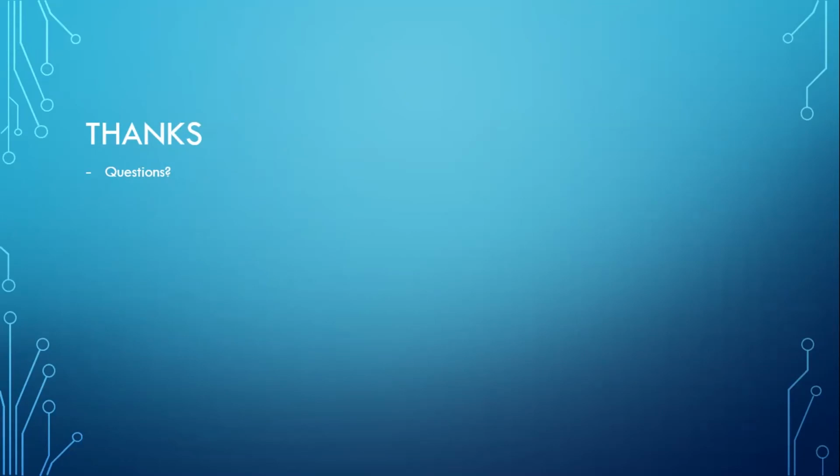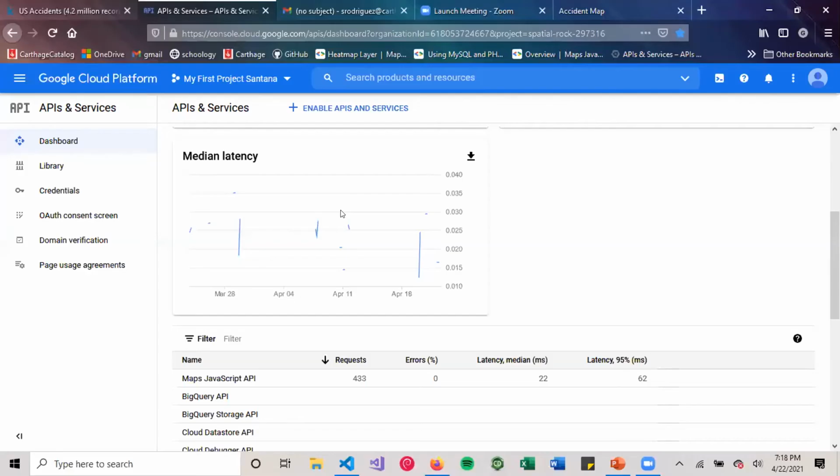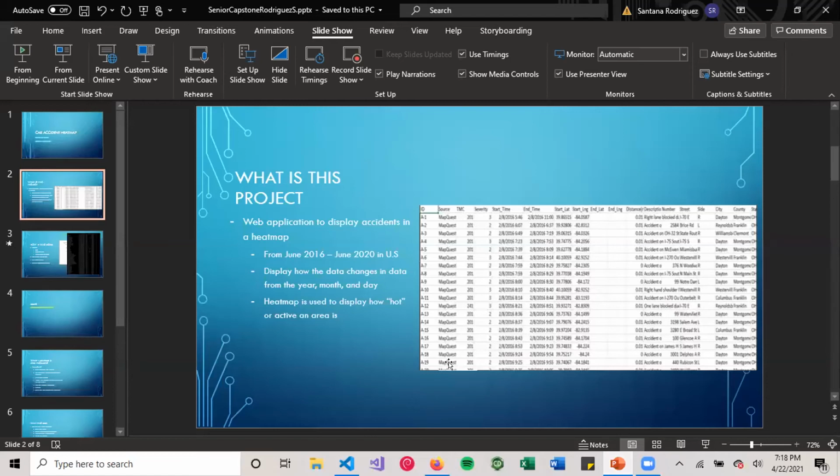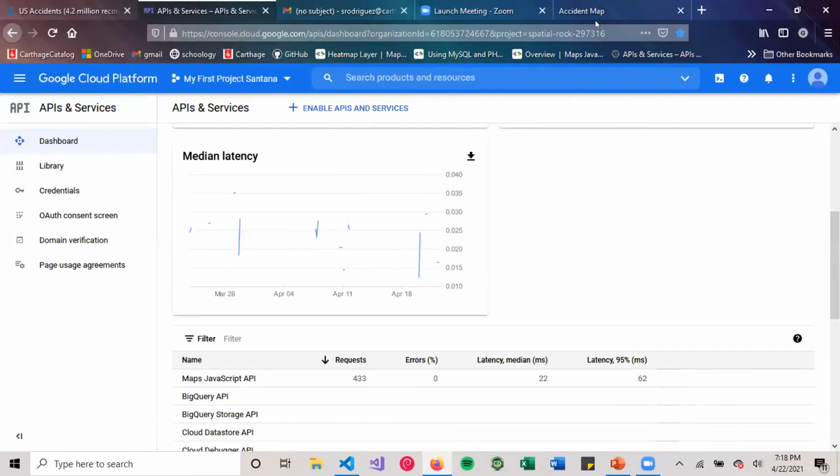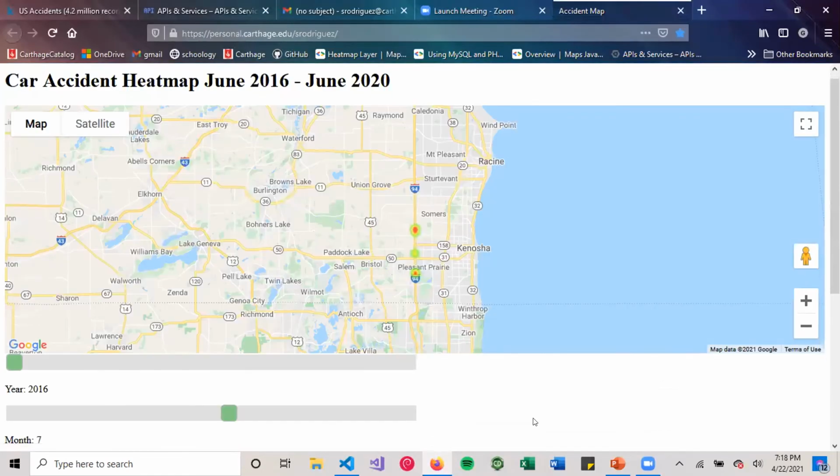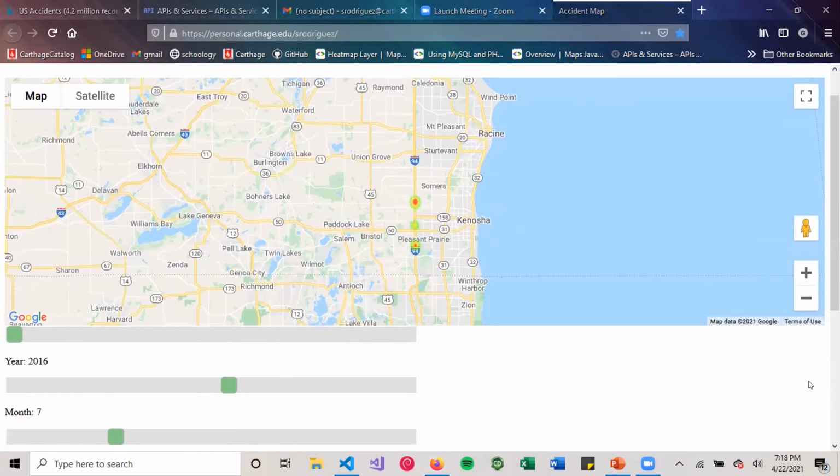Questions? Santana, can you go back to your demo? Yeah. So I was looking at the map, and maybe it's just because of the coloring, but where are the actual accident spots? Is it the red? The actual accident spots are each one of these blips.